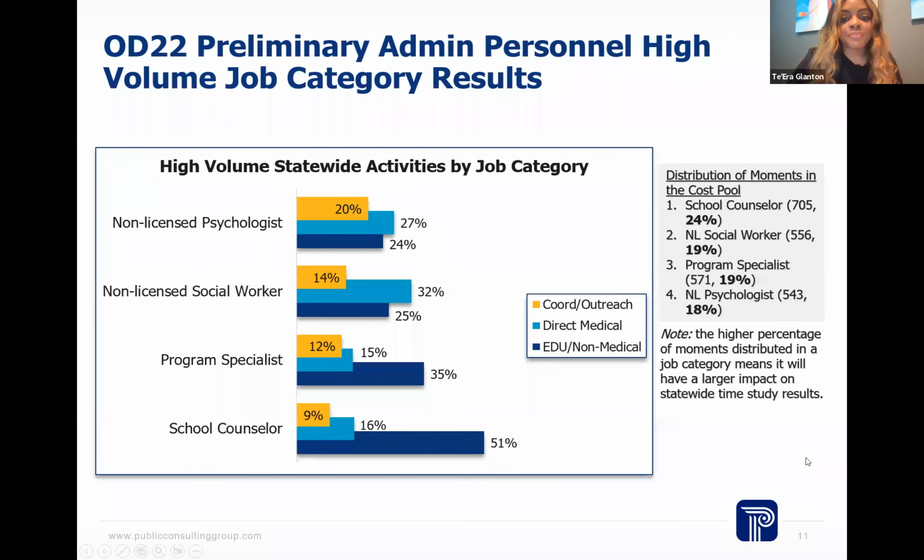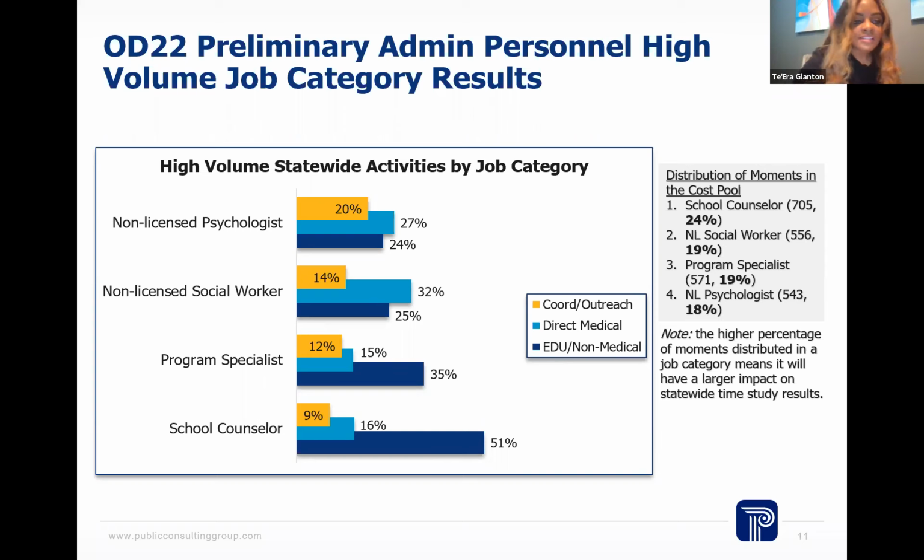So for our admin personnel, these are individuals who are performing administrative activities or coordination outreach activities. On this bar graph, we're going to focus on the orange yellowish color a little bit more. As you can see, the school counselors received about 705 moments, so 24% of the moments, and they had the largest impact on the time study results. However, they reported that they spent 9% of their time doing coordination or outreach activities.